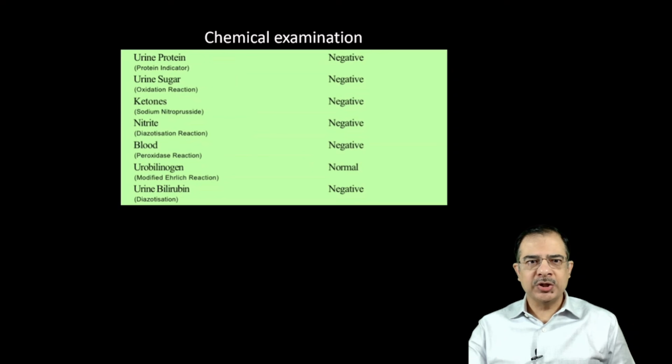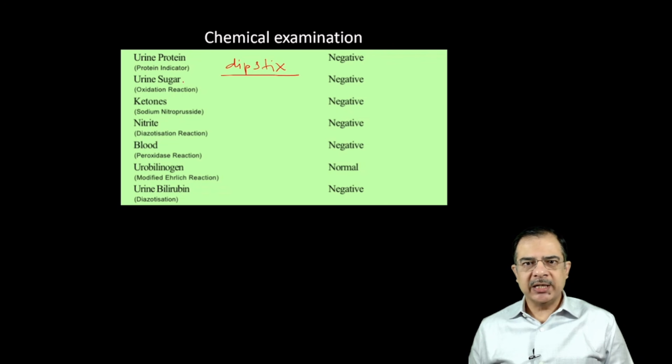Now the chemical examination. The chemical examination is usually done with the help of a urine dipstick. Most labs check the chemical examination with the dipstick, in which proteins are checked, normal is negative; urine sugars are negative, ketones negative, nitrite and blood are all negative.